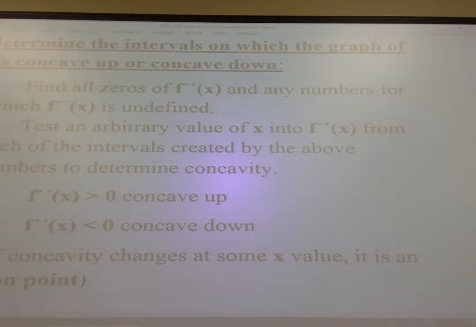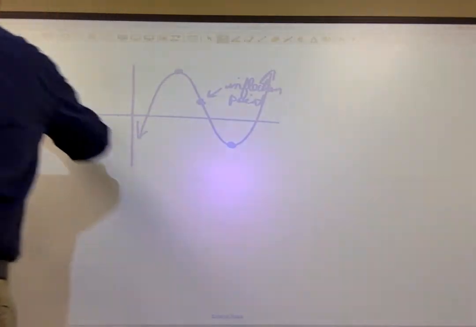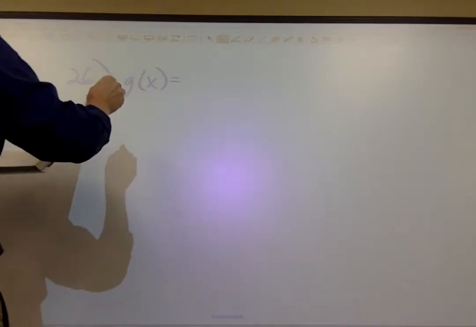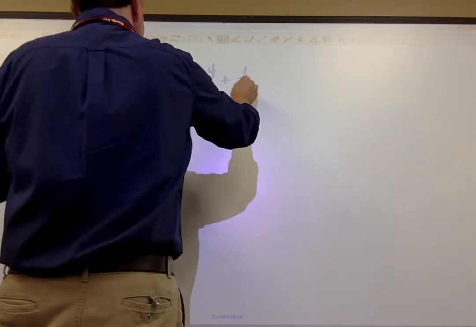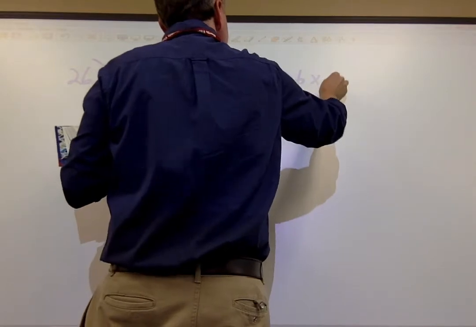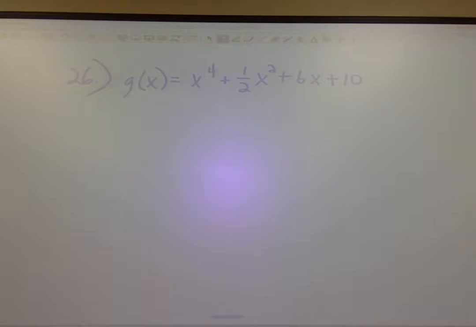I think the first one we should probably do, which is interesting, is 26 on 279. 26 says g of x equals x to the fourth plus 1 half x squared plus 6x plus 2. The instructions say show the graph is concave upward wherever it's defined.